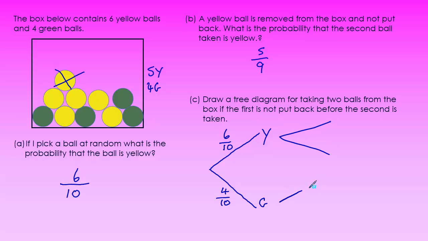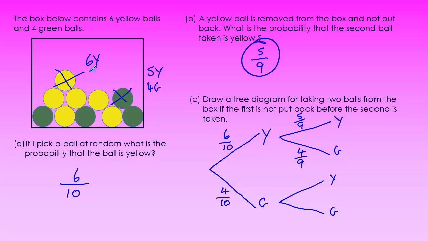Now for the second ball taken, it could still be yellow or green, whatever happened the first time, but we looked at this situation here. We've taken a yellow out, not put it back, so we now have 5 yellows out of 9. There's still 4 greens, but out of 9. If we got to here, we would have taken a green one out of the box, and this yellow one would still be there. So we'd have 6 yellows and 3 greens. So yellow would be 6 out of 9, and green would be 3 out of 9.